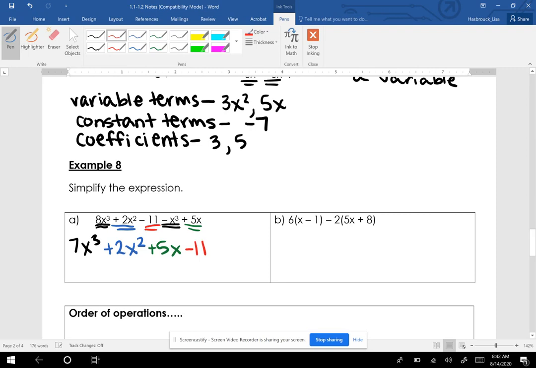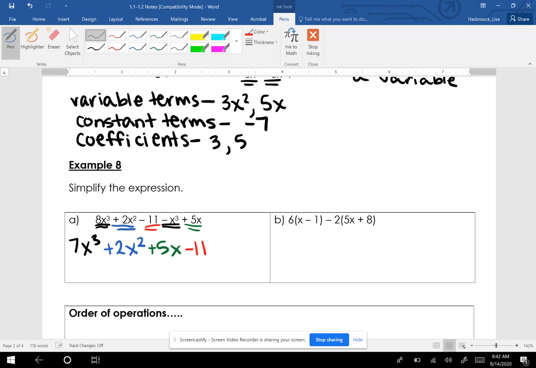minus 11. And notice I color-coded mine to kind of help you follow along. I know some people also like to use shapes, so you'd use triangles for the cubed, a circle for the squared, a rectangle for the 5x, and then a square for the negative 11. It's totally up to you, whatever helps you get through it.